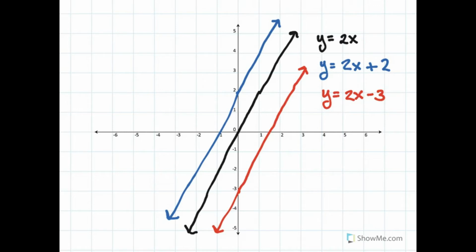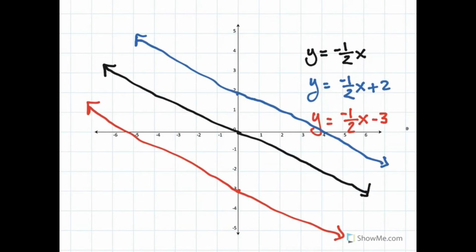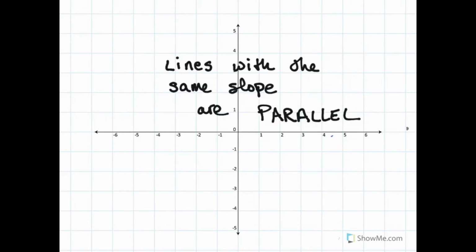I've graphed 3 lines with the same slope. They each have slope 2, and you can see that they're all parallel. Here's 3 more lines with the same slope. All these lines have slope -1/2. They just go through the y-axis at different points. So lines with the same slope are parallel, and vice versa. Parallel lines have the same slope. We're going to use that in the next example.